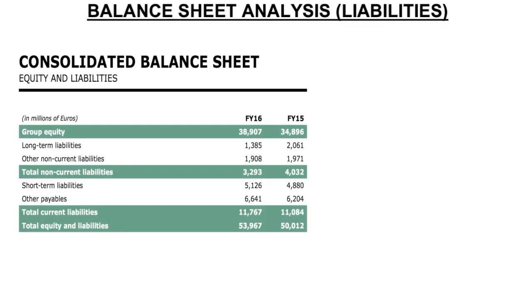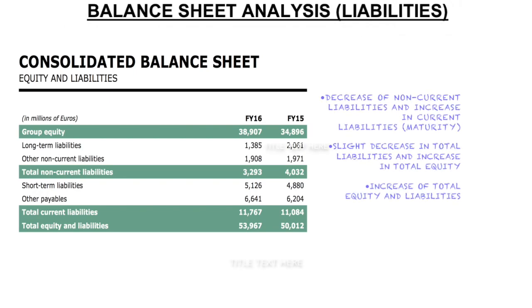The total amount of equity represents 72% of total liabilities and net equity, with the amount of 38,907,000 euros. The total amount of non-current liabilities represents 6% of total liabilities and net equity. These non-current liabilities are divided into two groups: long-term liabilities and other current liabilities. Lastly, the total amount of current liabilities represent 21% of total liabilities and net equity. These current liabilities are divided into two groups: short-term liabilities and other payables.